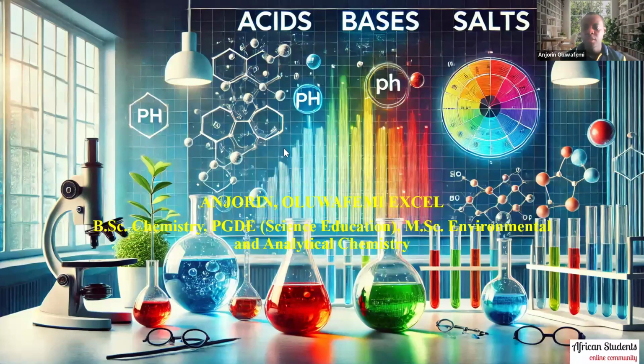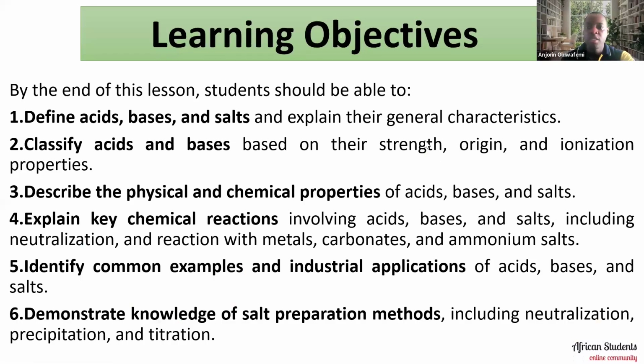Let's start off with the learning objective. It is expected that by the end of this lesson, students should be able to define acid, base, and salt and explain their general characteristics, and also to be able to classify acids and bases based on their strength, origin, and ionization properties, and also to be able to describe the physical and chemical properties of acids, bases, and salts. It's also expected that students should be able to explain key chemical reactions involving acids, bases, salts, including neutralization and reaction with metals, carbonate, and ammonium salt.